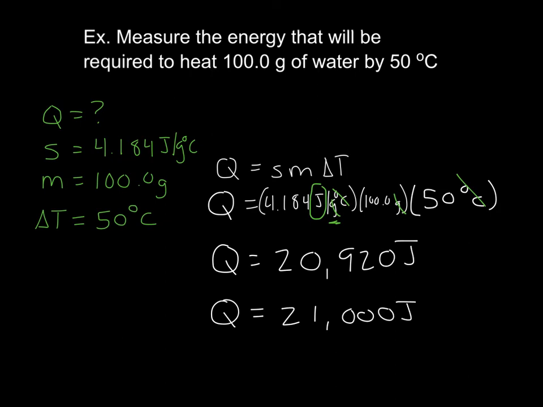21,000 joules. Now you might be saying, Mrs. Smith, there was only one significant figure, but I want to quickly go back and add a decimal place right here on that 50. That way we have 2 instead of 1. Please make sure you copy down this entire example.